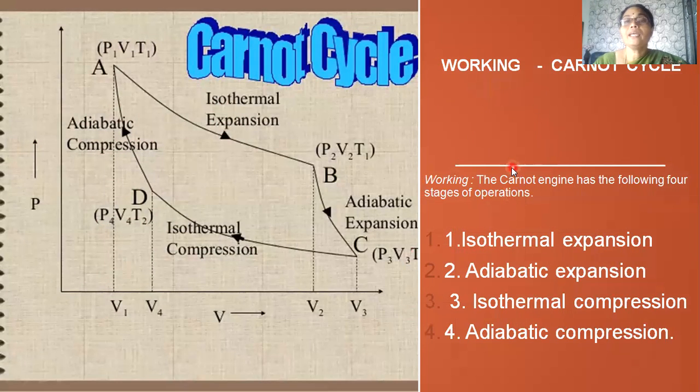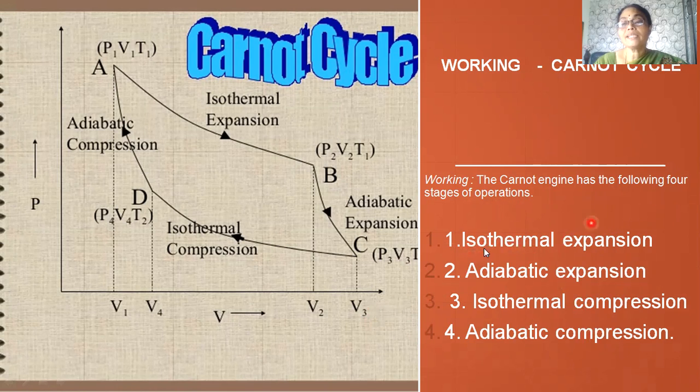Now let's see the working of Carnot's ideal heat engine. The working of Carnot's heat engine can be well understood with the help of a cycle which is known as Carnot's cycle. So under the working, we can see the Carnot's engine has four stages of operation.